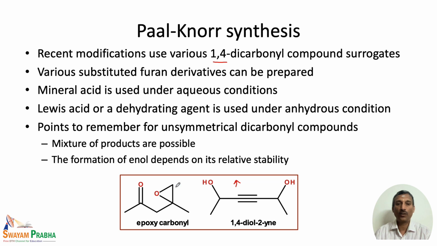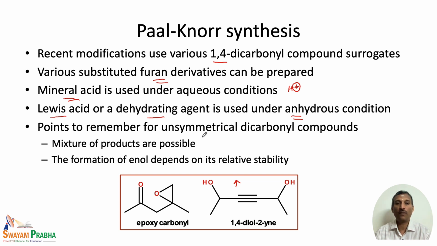Using these various substitutions, we can prepare various furan derivatives, and in most cases the reaction is initiated by the presence, or requirement, of H plus ions. H plus ions are generally given by mineral acid. So, the mineral acid is used under aqueous conditions to initiate the Paal-Knorr synthesis. And if we use a Lewis acid or a dehydrating agent, then we can use the same reaction under anhydrous conditions. So, they also initiate the same reaction.